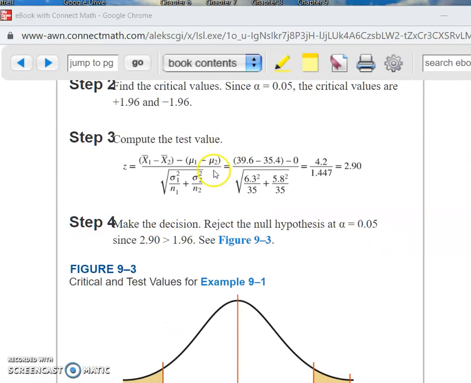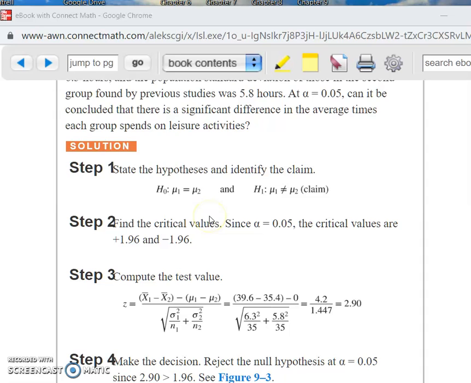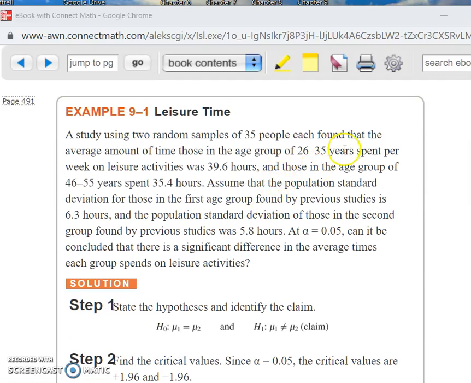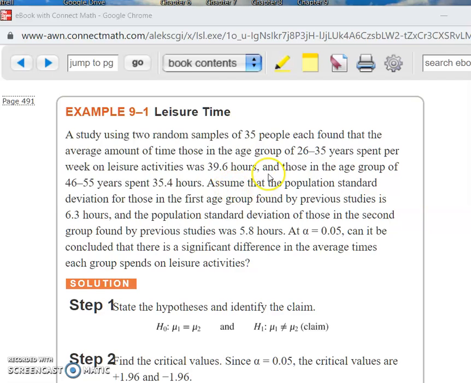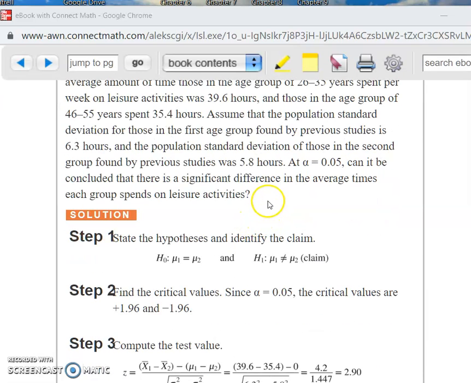So where's our formula? Right here. So we have N1 and we have N2. And the average amount of time in a certain age group spent per week on leisure activities was 39.6 hours. And the people in a different age group spent 35.4. So we have an X bar 1 and we have an X bar 2. Assume that the population standard deviation for the first group, for group number 1, is 6.3, and the population standard deviation in the second group is 5.8.